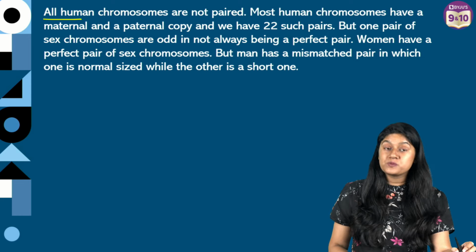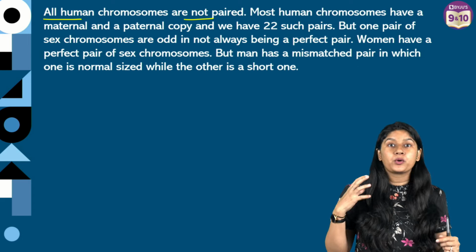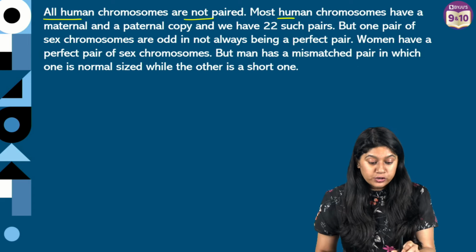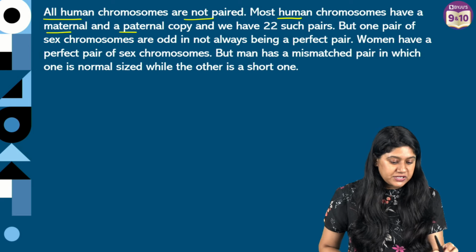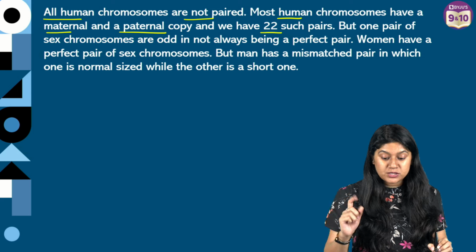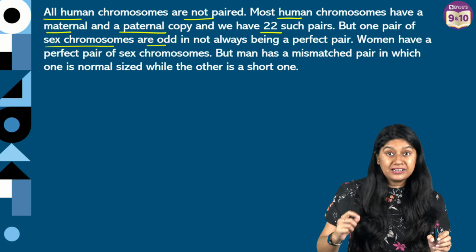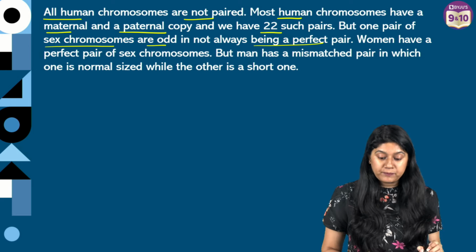All human chromosomes are not paired. You can underline the important words. Most human chromosomes have a maternal and paternal copy, and we have 22 such pairs. But 1 pair, the sex chromosomes, are odd and not always a perfect pair.